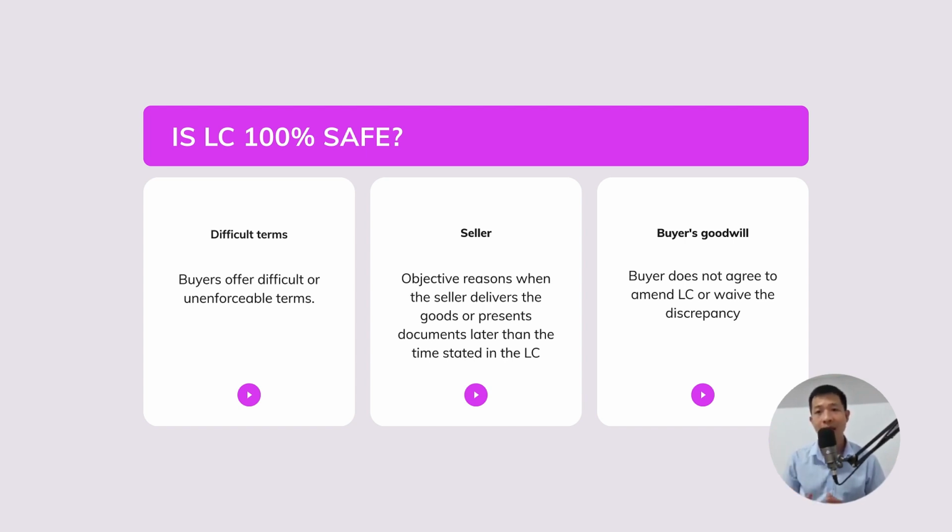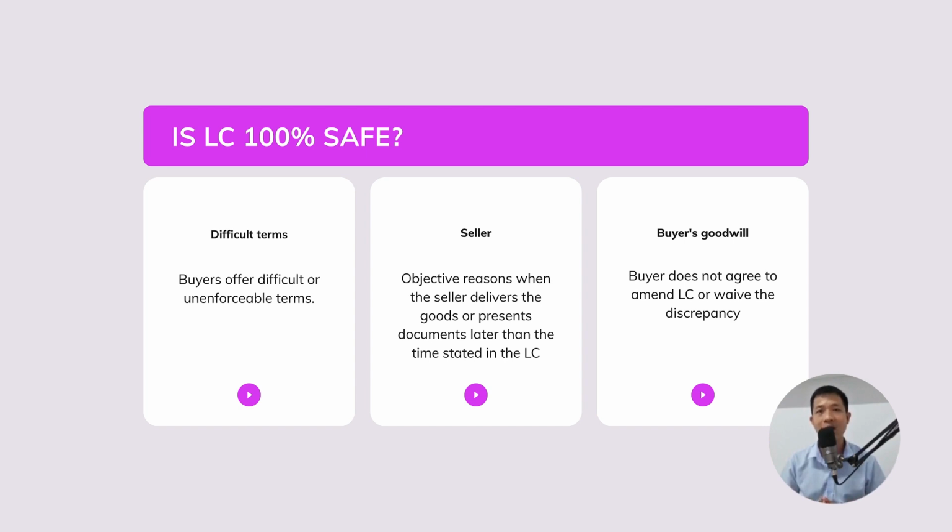The second option, if you don't have enough time to amend the LC, is to ask the buyer to accept the non-compliance. Both of these two options will incur fees. Whether you amend the LC or accept the non-compliance, there will be fees involved. The bank will charge you these fees. And whether the buyer agrees to amend the LC or to accept the non-compliance depends entirely on the buyer's goodwill. If the buyer says no, it means that this LC will have no value and you may not receive any payment at all.